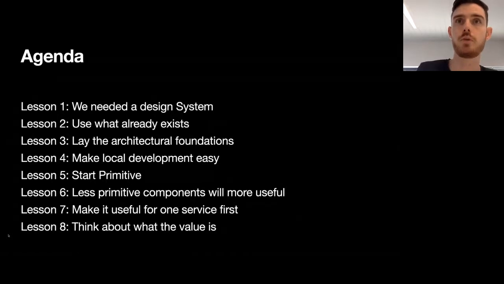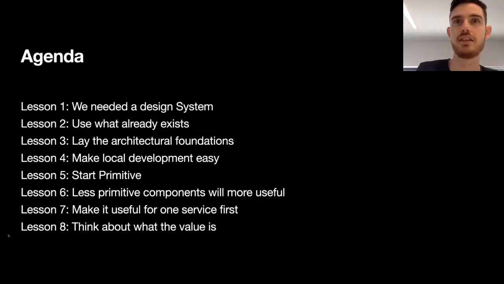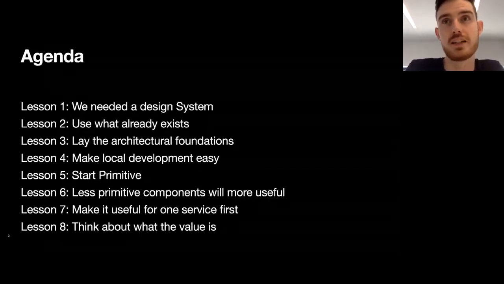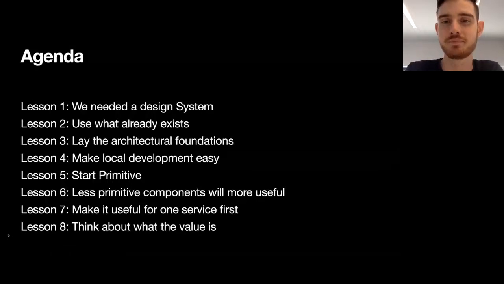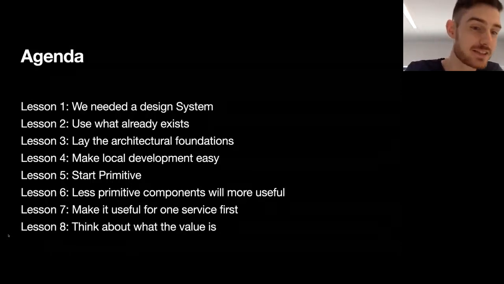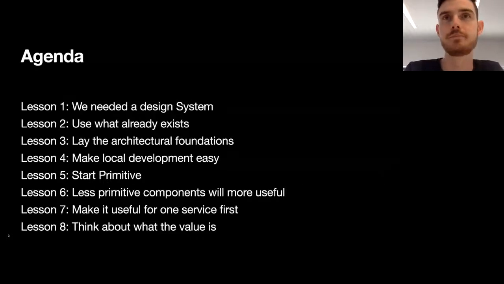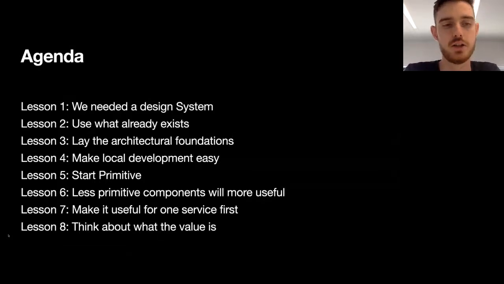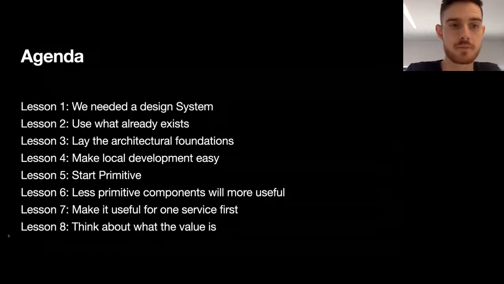So what are we going to talk about? These are the 8 things that I've come up with for the things we've learned. First one, we need a design system. Obviously, that should be self-explanatory given that there's 7 other lessons. Second lesson is going to be about some of the content that we already had at DataCamp and how we were able to leverage that to make building the design system easier.